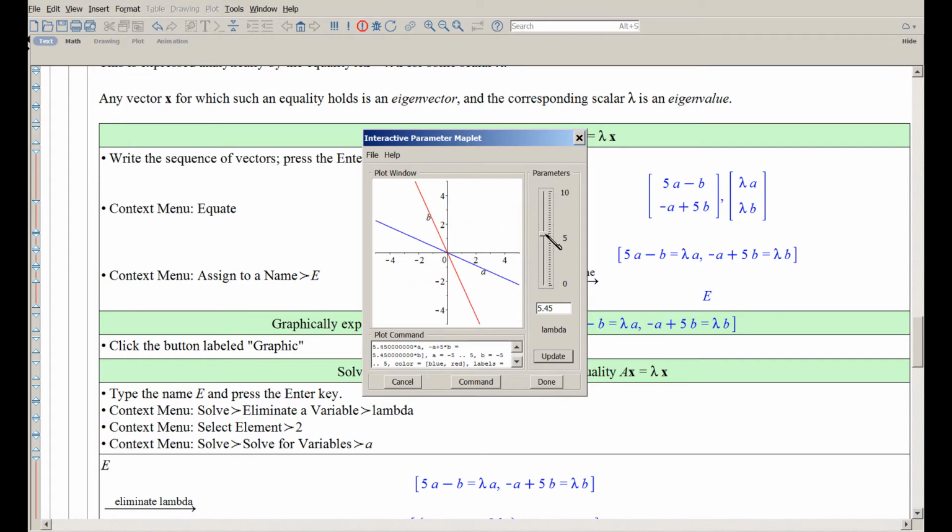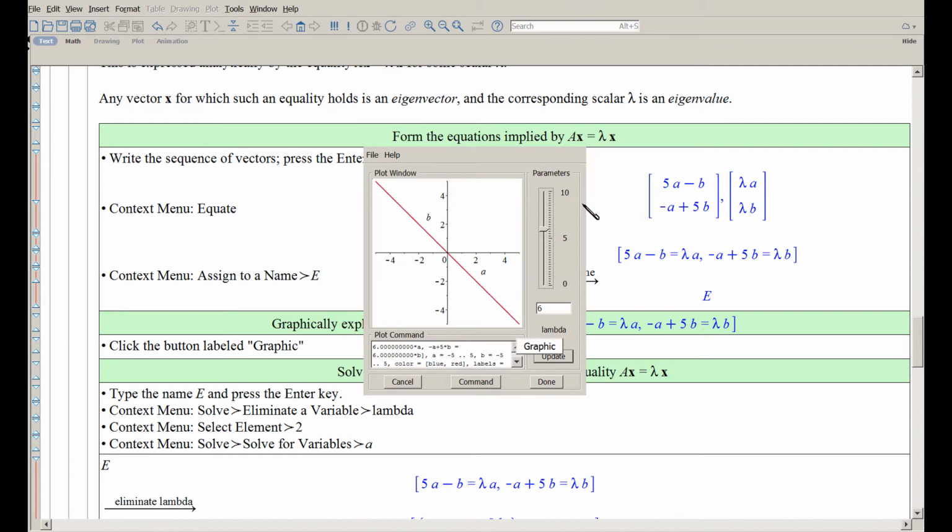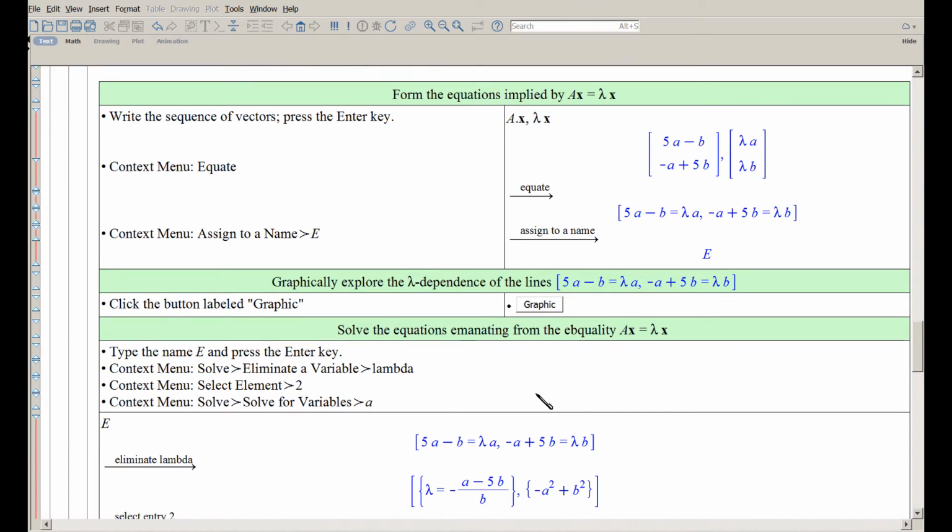And if we increase the value of lambda right here, when it is 6, the two lines are again coincident. And so there are an infinite number of solutions, not just the 0 solution. So graphically, you can see what control lambda has on the solution of this pair of equations.